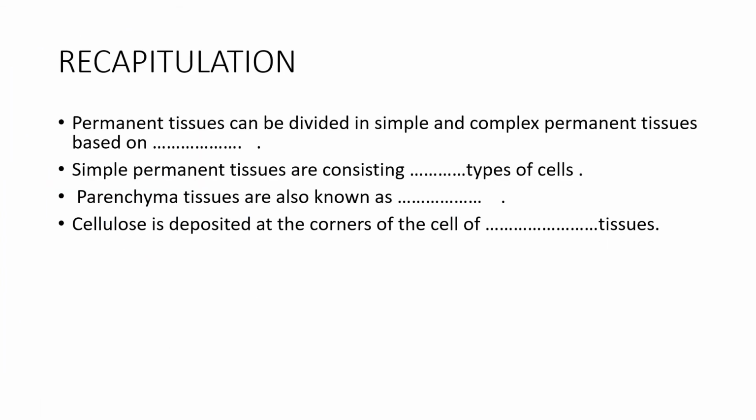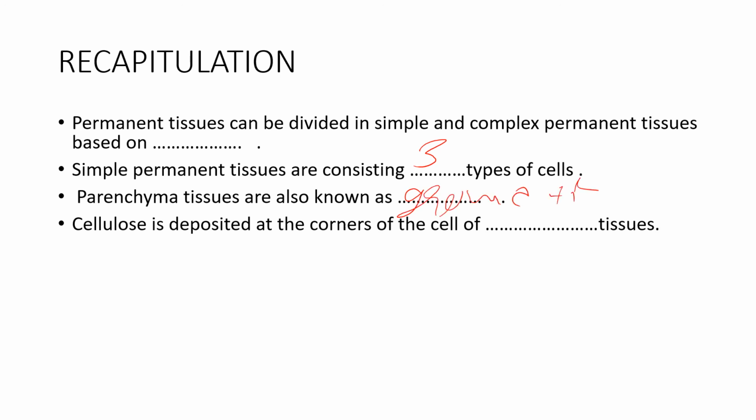So now we can quickly recapitulate all the points. The permanent tissues can be divided into simple and complex permanent tissues based on similarity in the cells of their tissues. Simple permanent tissues consist of three types of cells. We discussed only two types of cells, and we will discuss the other type in our next video.